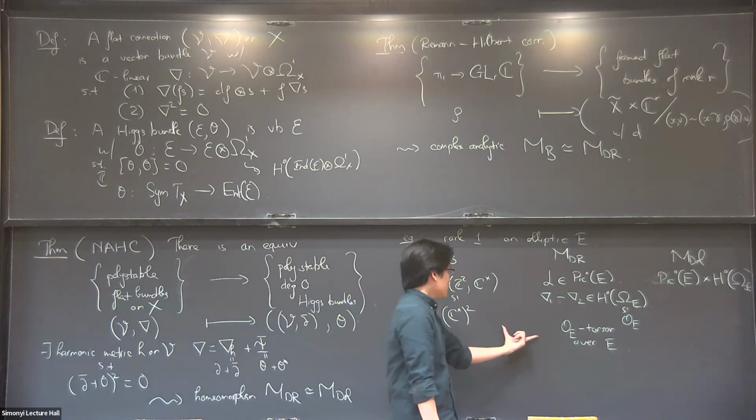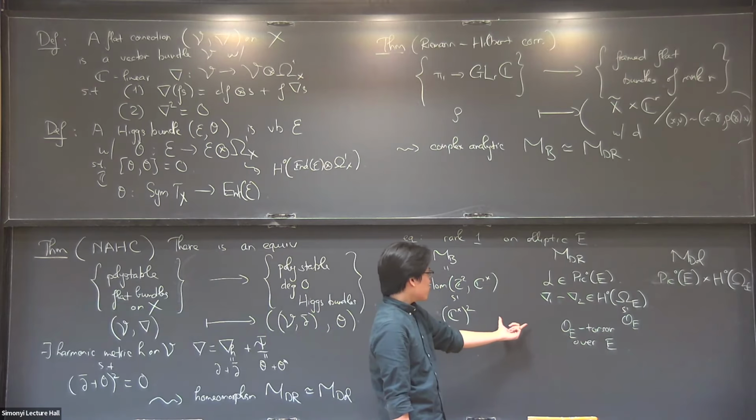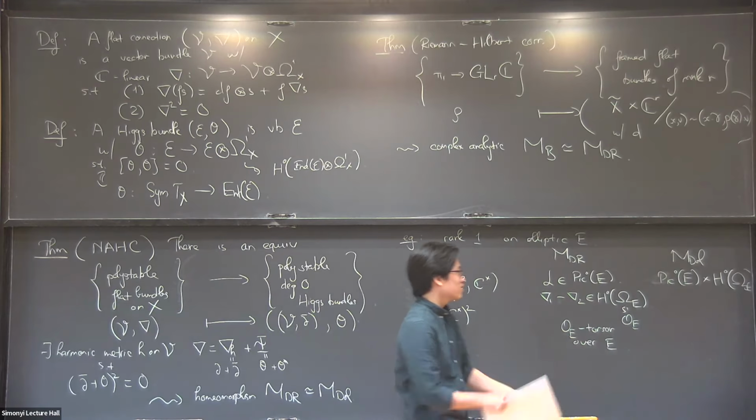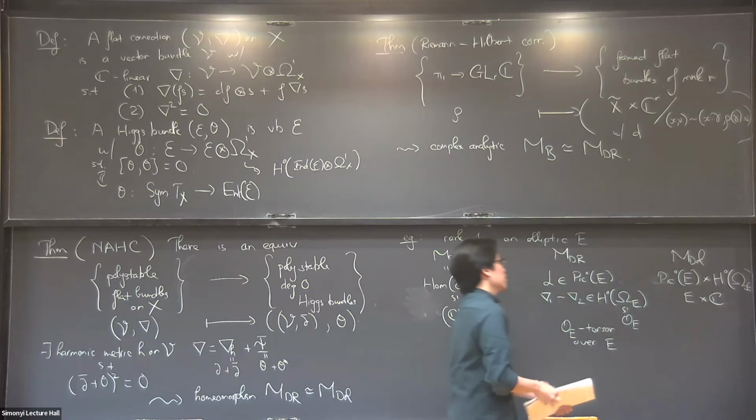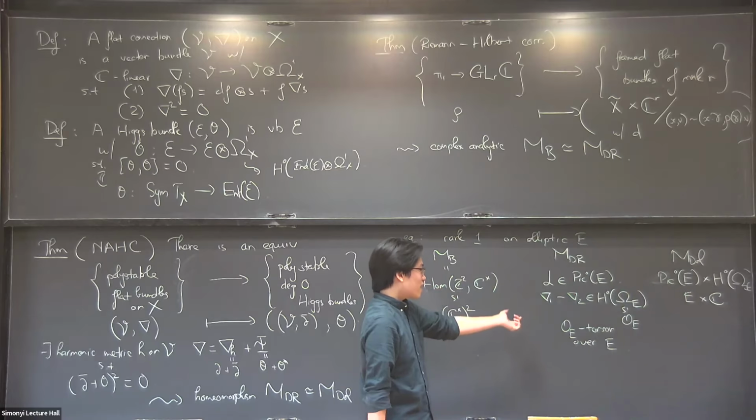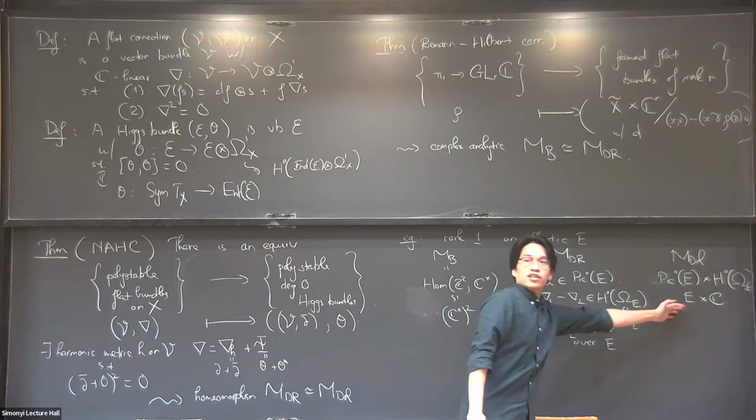And you can already see most of the features of this correspondence in this case, because these two are complex analytically isomorphic. But this is just E plus C. It's only real analytically isomorphic to this E plus C.